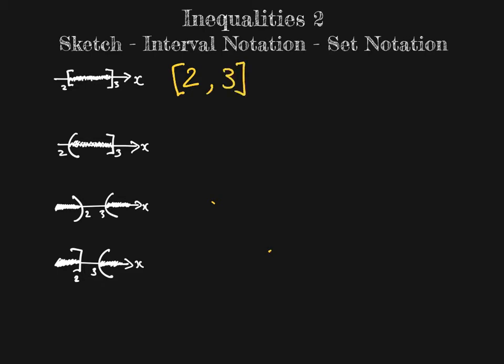The second one, it starts at 2, but the 2 itself isn't included, and it goes all the way up to 3, and 3 is included. The next two, they're where we've got a gap in the middle. We've got everything to the left of 2 and everything to the right of 3.